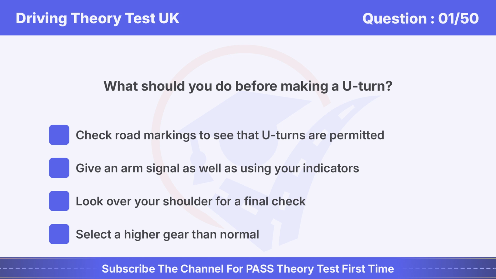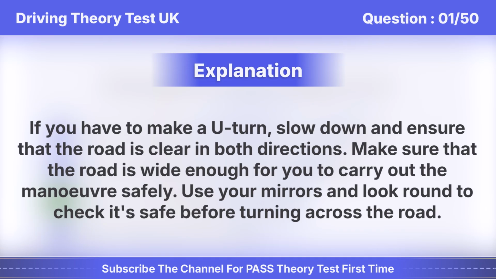Question 1. What should you do before making a U-turn? Answer is C. Look over your shoulder for a final check. If you have to make a U-turn, slow down and ensure that the road is clear in both directions. Make sure that the road is wide enough for you to carry out the maneuver safely. Use your mirrors and look round to check it's safe before turning across the road.